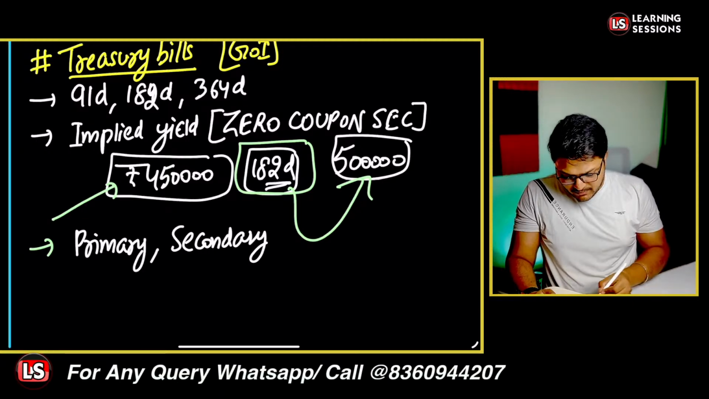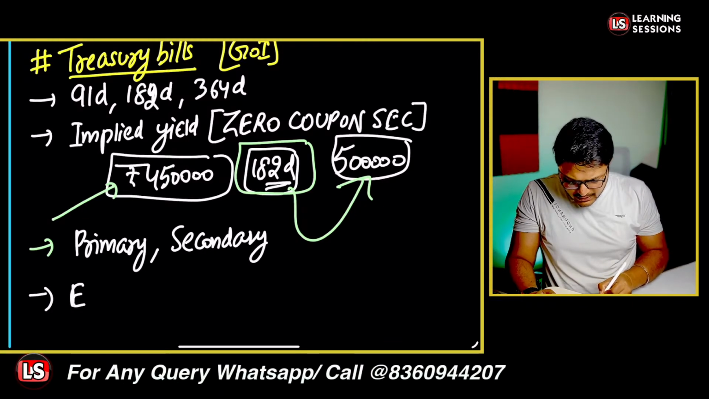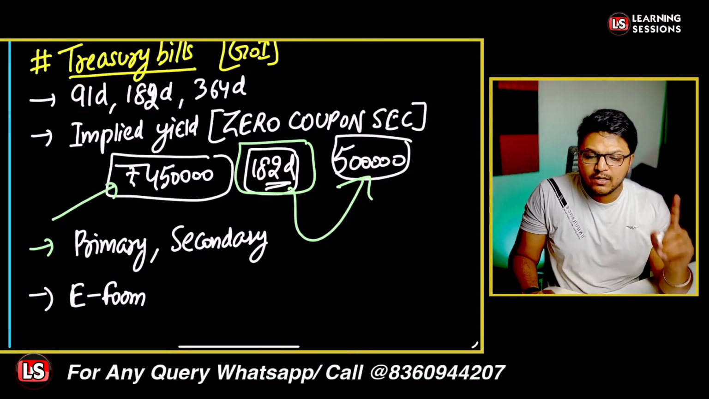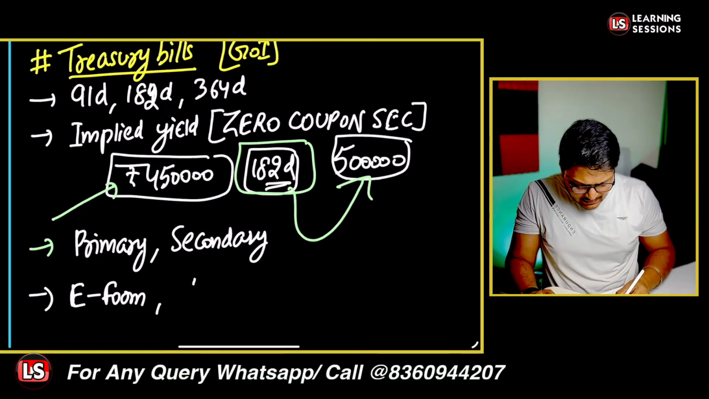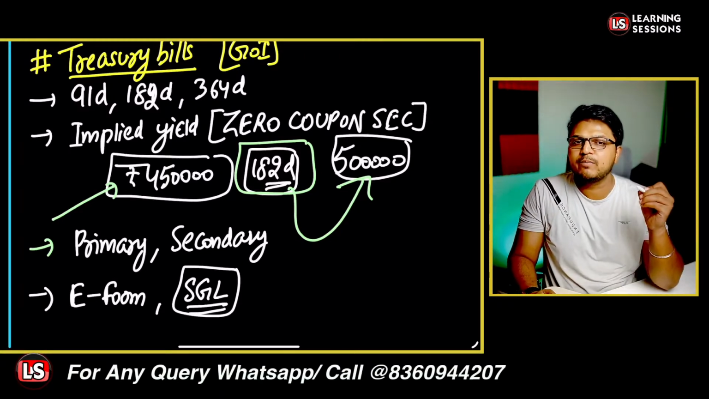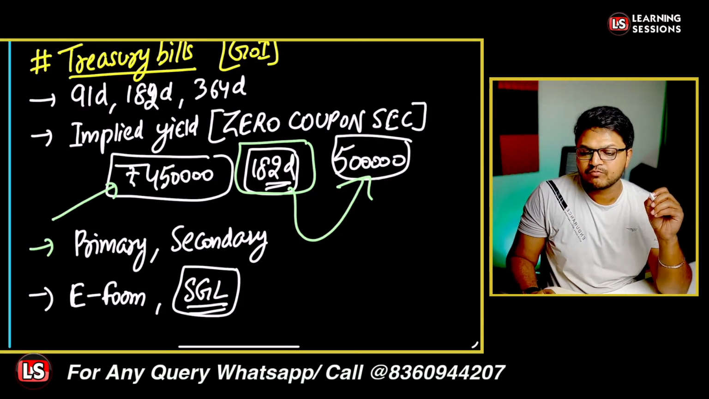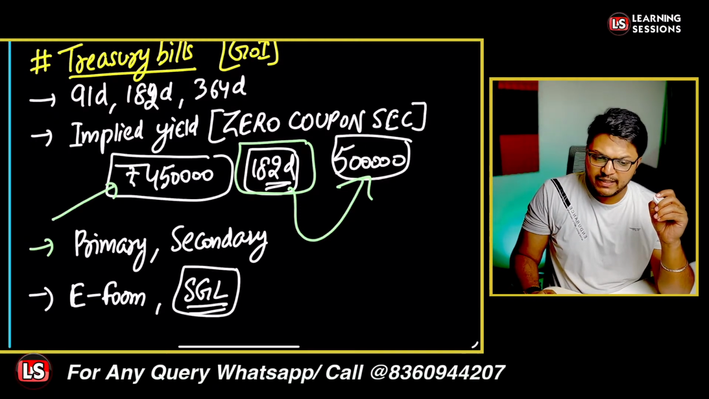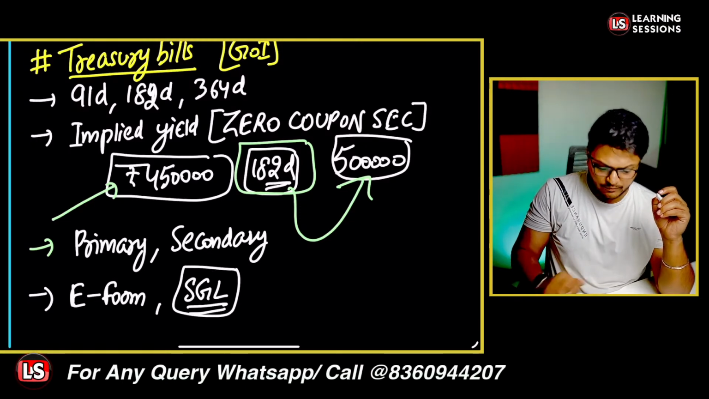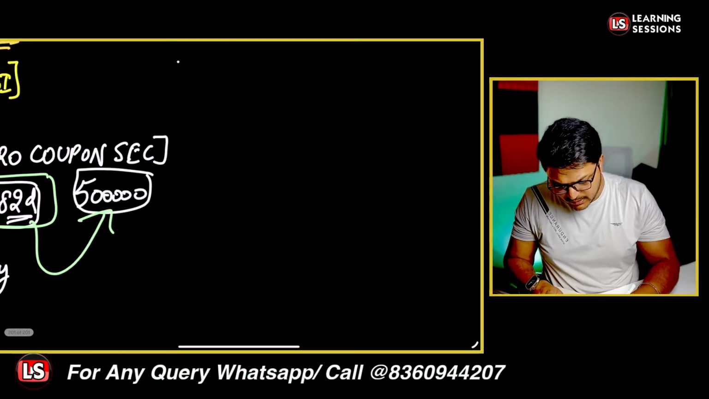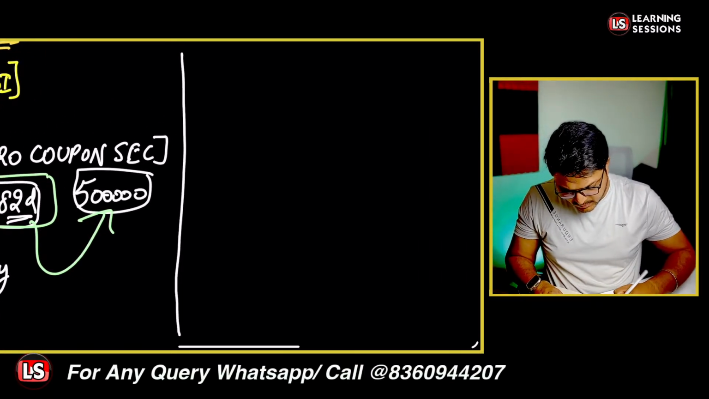And the treasury bills are issued in electronic format. It's not the case that these are issued in physical format. These are issued in electronic format, and these are held in the SGL account, that is a subsidiary general ledger account, that is maintained with the Reserve Bank of India, right? Is that clear?